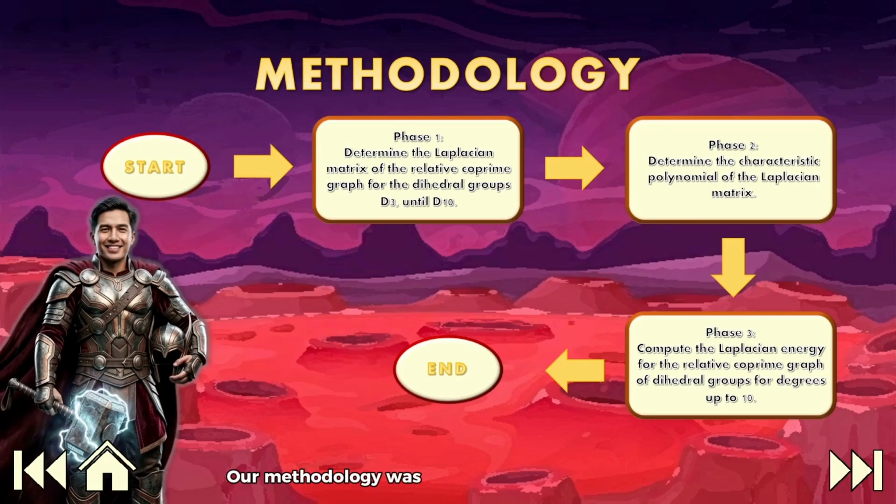Our methodology was carried out in three key phases. In Phase 1, we constructed the Laplacian matrices for the relative coprime graphs of selected dihedral groups, specifically D3 until D10. In Phase 2, we determined the characteristic polynomial of each Laplacian matrix. In Phase 3, we used these results to compute the Laplacian energy.